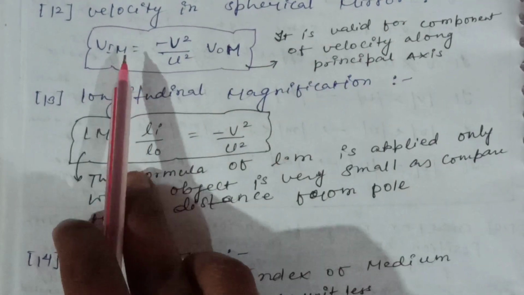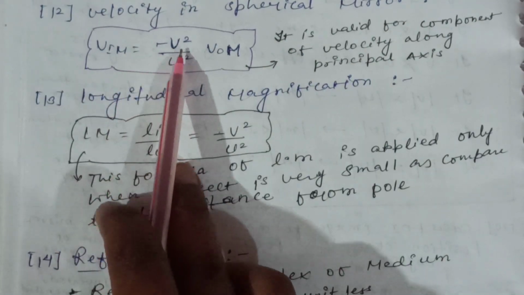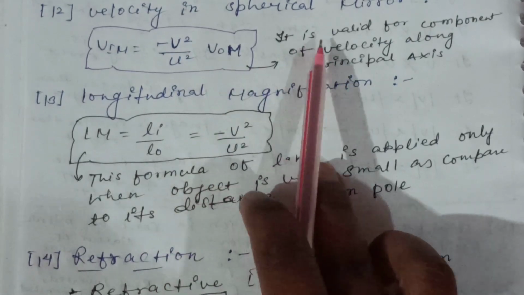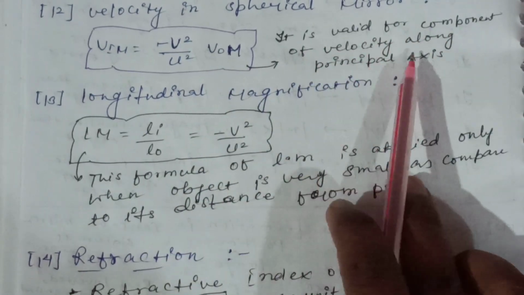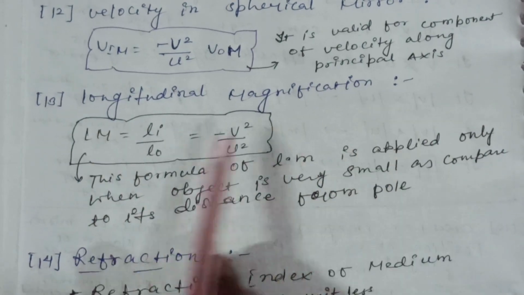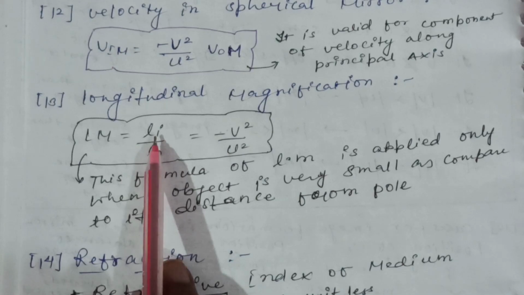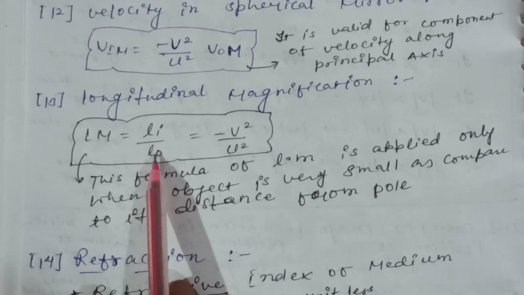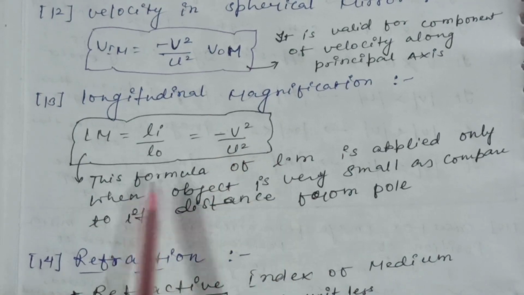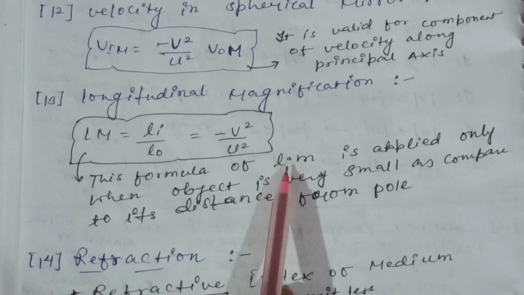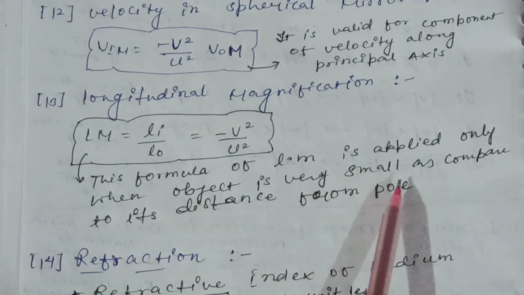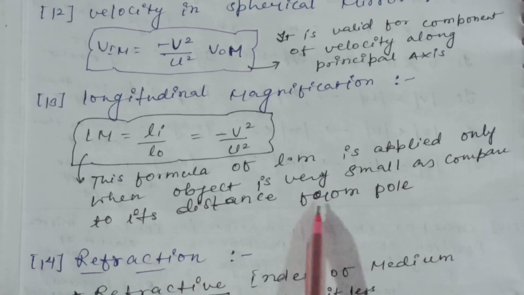Velocity in a spherical mirror: V_im is equal to minus v squared upon u squared times V_om. It is valid for the component of velocity along the principal axis. Longitudinal magnification: Lm is equal to Li upon Lo is equal to minus v squared upon u squared. This formula of longitudinal magnification is applied only when the object is very small as compared to its distance from the pole.